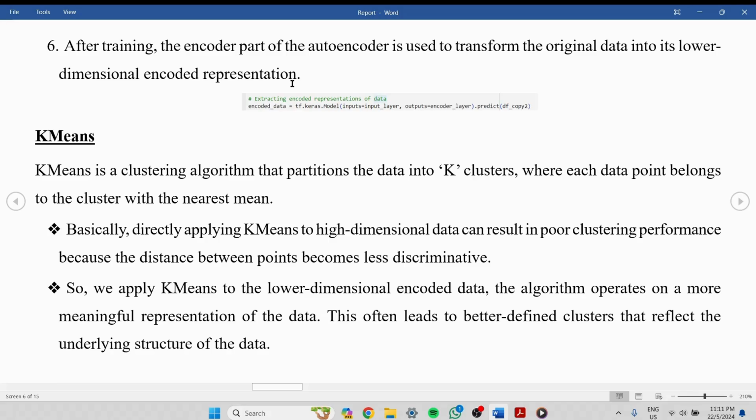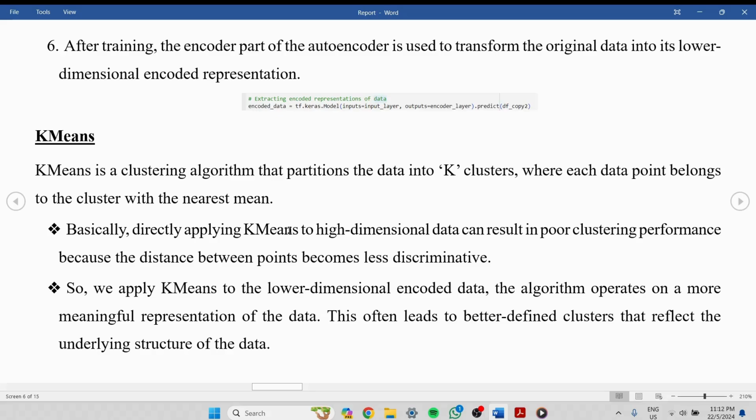Second, we move to the K-means algorithm. We are used to the K-means algorithm because we always use this algorithm in our classes. So K-means is a clustering algorithm that partitions the data into K clusters, where each data point belongs to the cluster with the nearest mean. The capital K means the number of clusters that we have to use inside our algorithm.